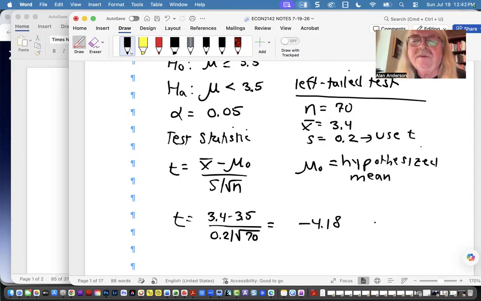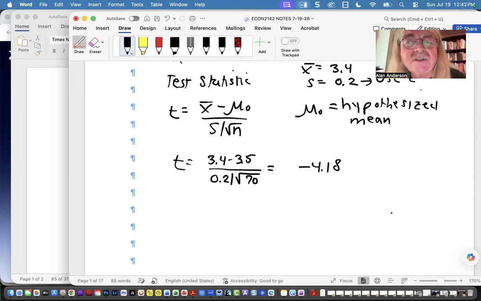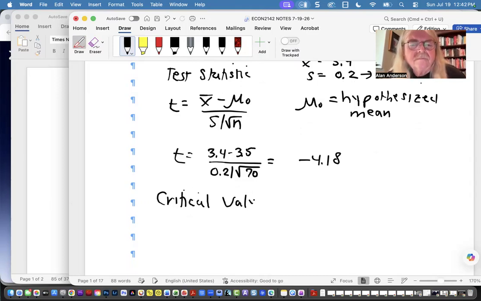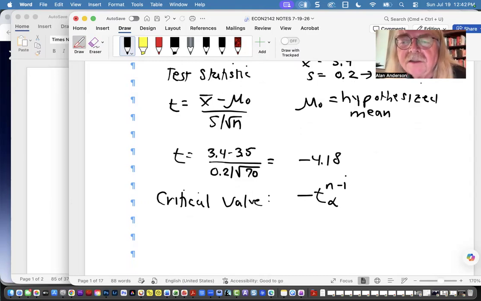All right, now remember, from here, we can go in two different directions. We can use the traditional test statistic critical value approach, or we can find the p-value, or we can do both. So you know what? Why don't we do both just to give it practice? So now, of course, this is a left tail test, so we're going to have negative t alpha. The degrees of freedom for these tests is always n minus 1.